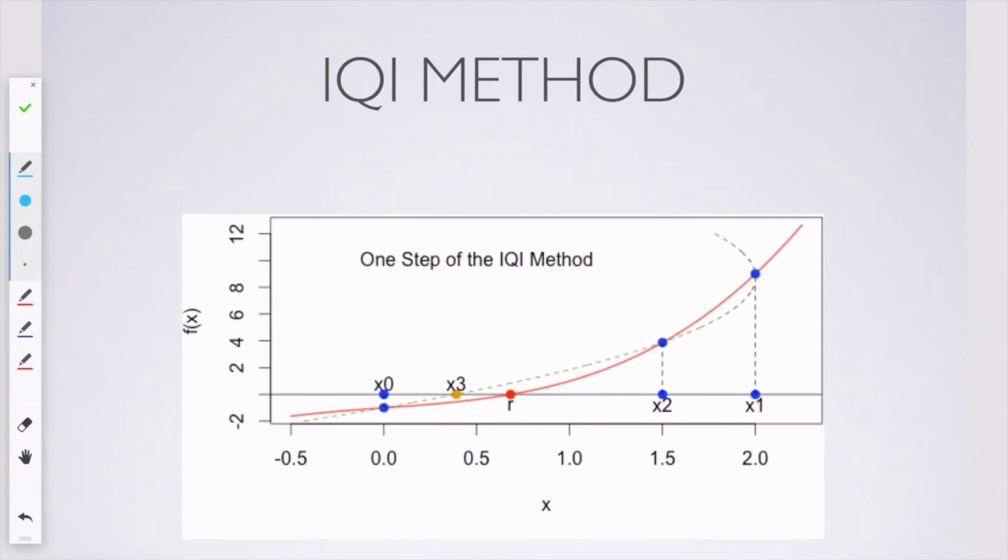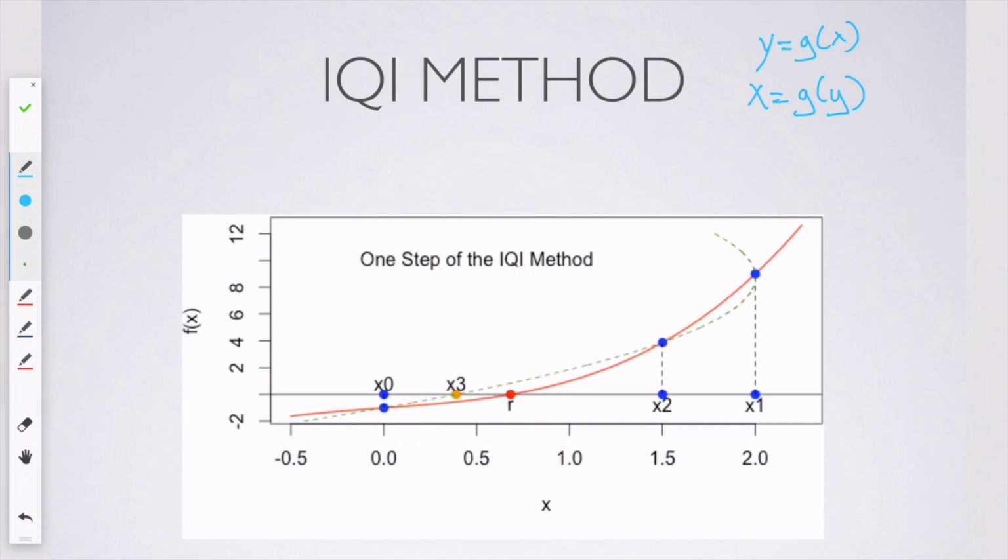Then there's something called the IQI method. IQI stands for inverse quadratic interpolation. And what that means is that instead of drawing a tangent line and instead of drawing a secant line, you draw a sideways parabola, right? So not a parabola of the form y equals g of x, but one of the form x equals g of y, where g is quadratic. So it's a sideways parabola.